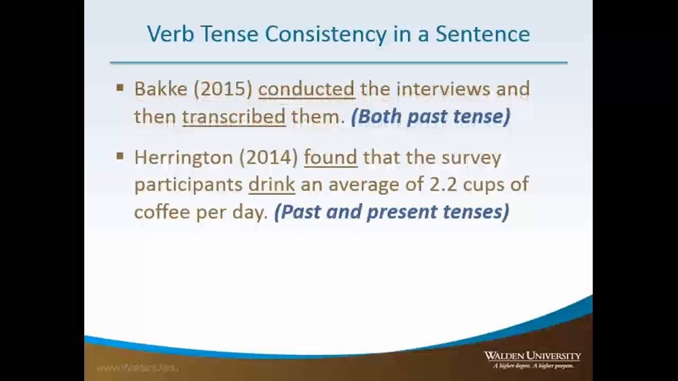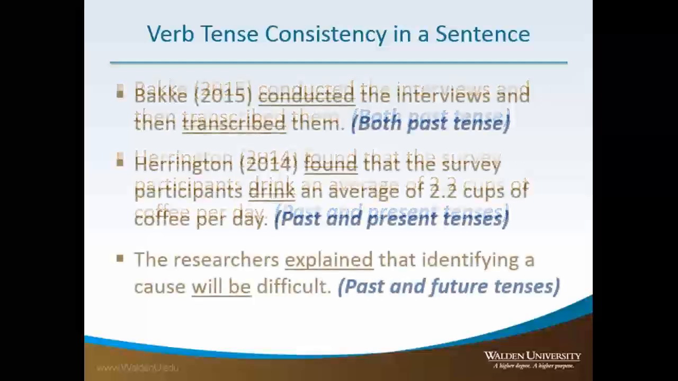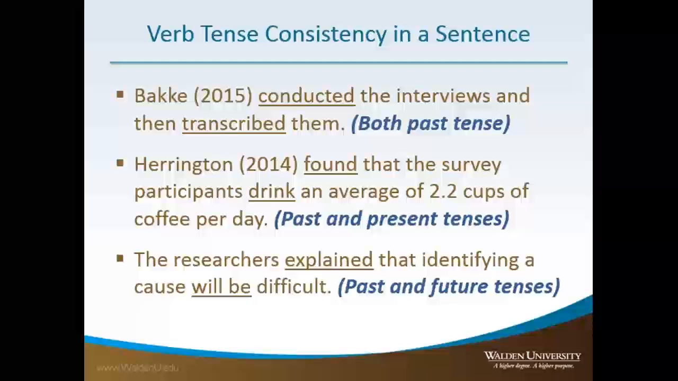So Harrington found, past tense, that the survey participants drink, present tense, an average of 2.2 cups of coffee per day. And the researchers explained, past tense, that identifying a cause will be, future tense, difficult. So one characteristic of these last two sentences is that they use the word "that."